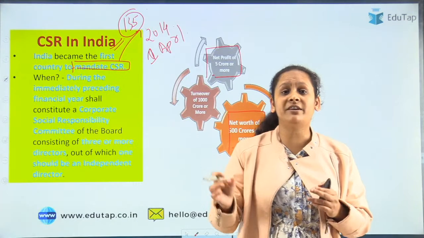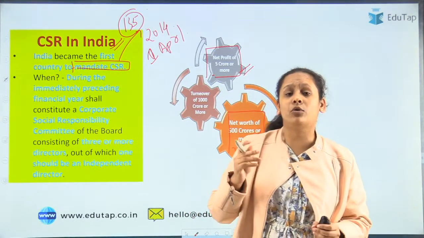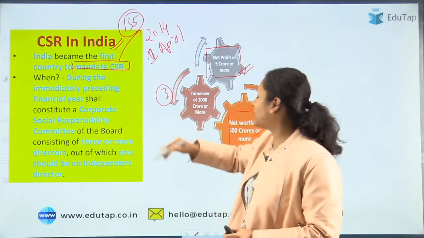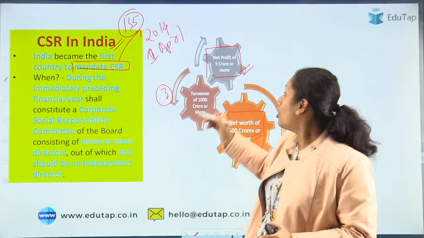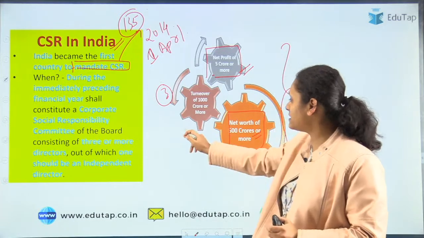So those companies who have a net worth of 500 crore or more, or a net profit of more than 5 crores, or, the third case, a turnover of more than 1000 crores, all these companies have to mandatorily invest in CSR.